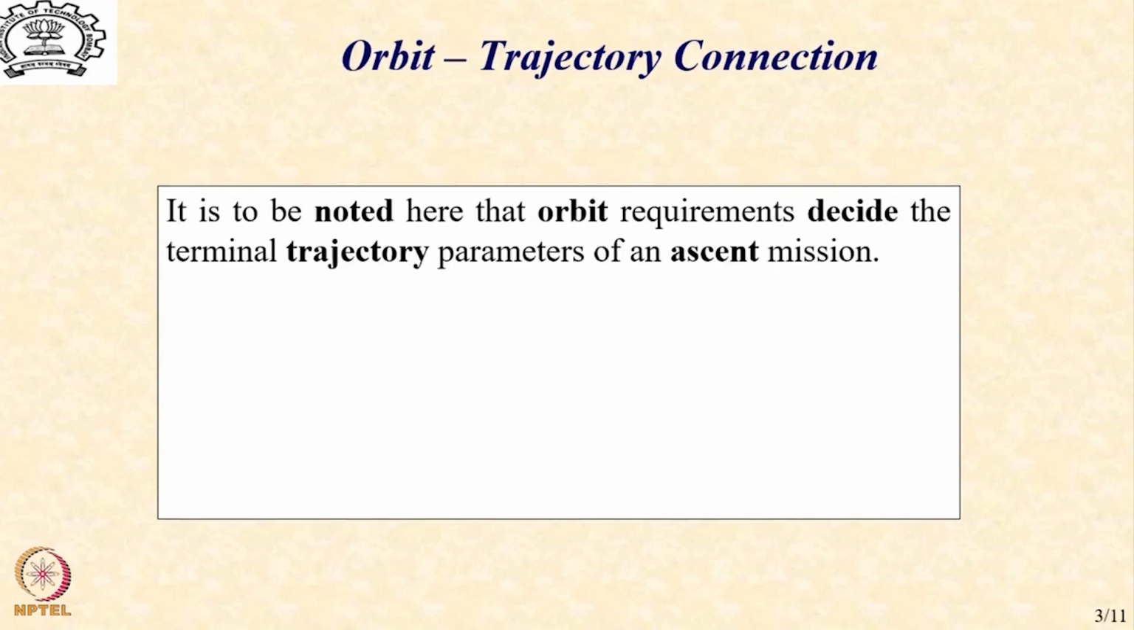Let us now bring in another dimension to the launch vehicle configuration in the form of orbit trajectory connection. So in this regard, we first need to note that orbit requirements, which are essentially related to a spacecraft mission, decide the terminal trajectory parameters of an ascent mission, which means that whatever is expected at the end of the burnout or the terminal point is essentially related to what you want from the spacecraft orbital mission.